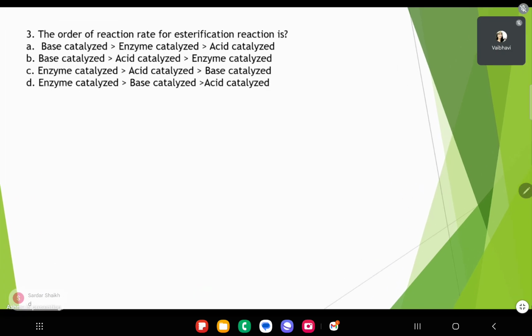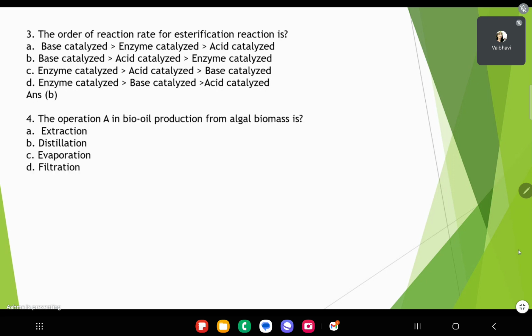So I got 3 D and 1 B. So let's see which is the correct option. So B is the correct option. Base catalyzed esterification reaction has the highest reaction rate, followed by acid catalyzed and then enzyme catalyzed.